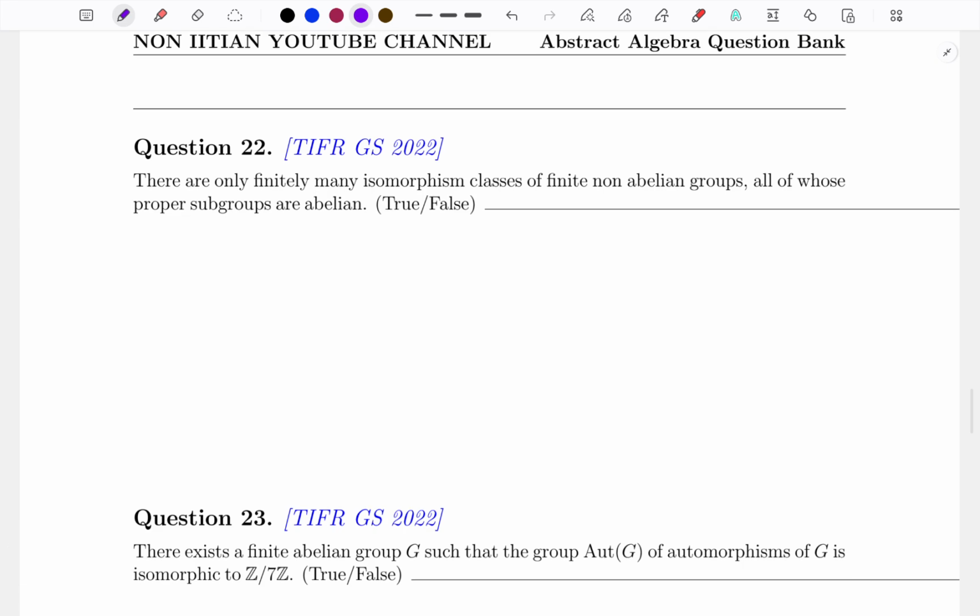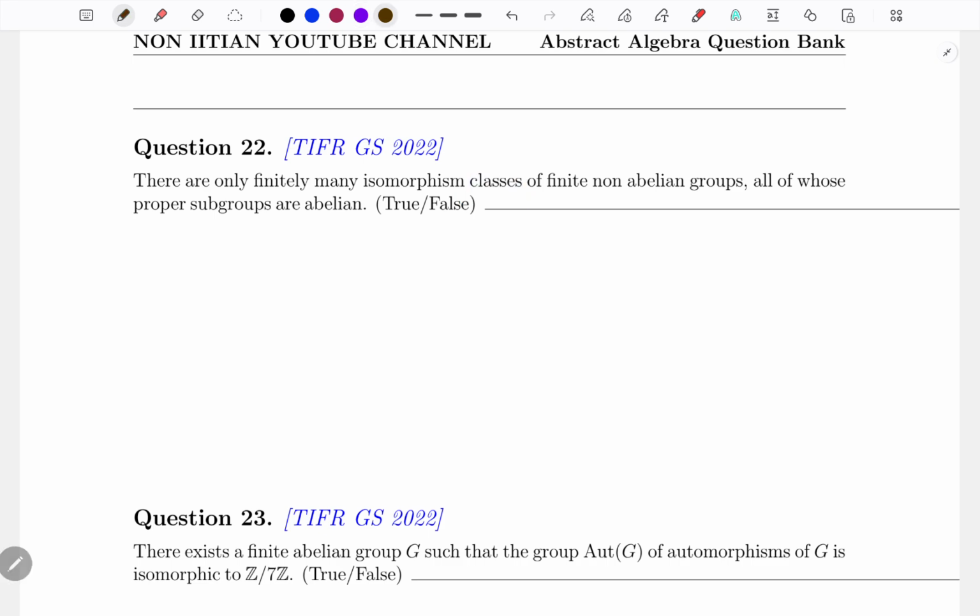Okay, let us see question 22. There are only finitely many isomorphism classes of finite non-abelian groups, all of whose proper subgroups are abelian. Okay, so let us stop here itself. We will talk about problems from 22 to 34 in the next lecture, but I'm just giving you a hint.